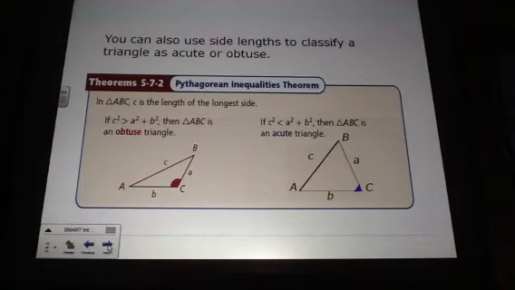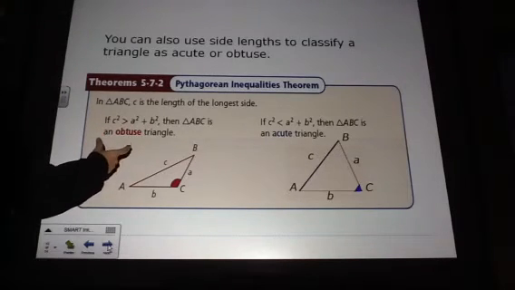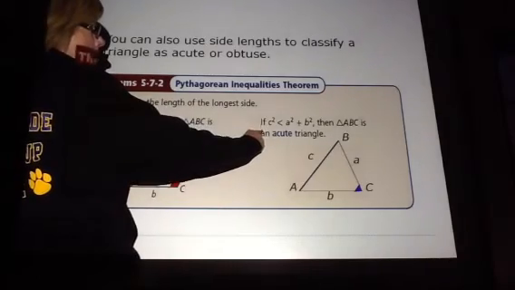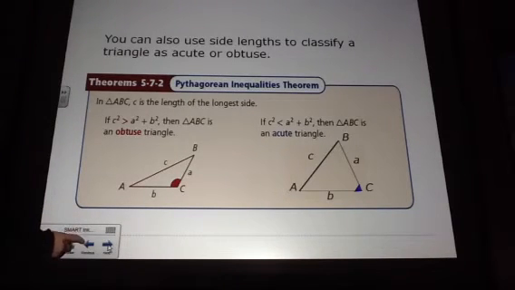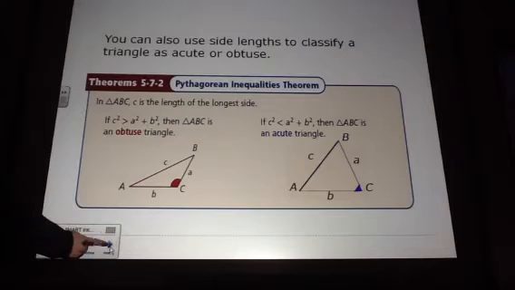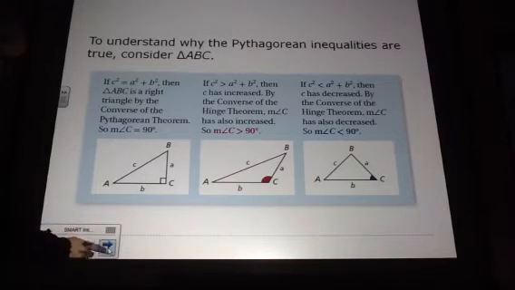Okay, you can also use side lengths to classify a triangle as acute or obtuse. So, when you substitute into your Pythagorean theorem, if the square of your hypotenuse is greater than the sum of the squares of your two legs, then you're going to have an obtuse triangle. If the square of the hypotenuse is less than the sum of the squares of your two legs, then you're going to have an acute triangle. If it is equal, then you're going to have a right triangle. So let's apply this. Okay, pretty much what I just said, so let's move on.